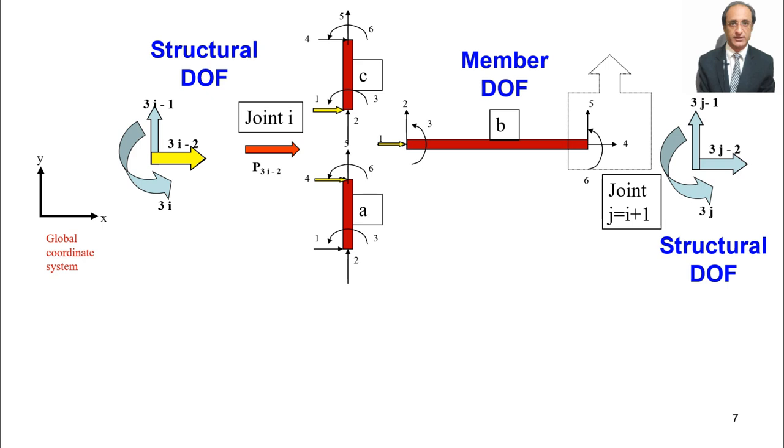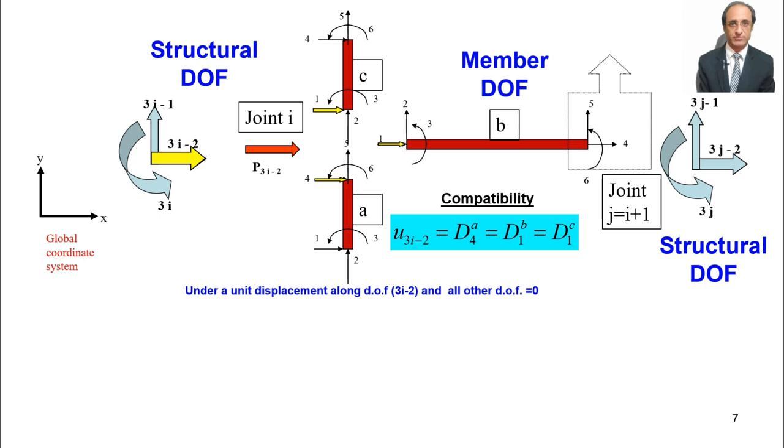So how are they related from the point of view of compatibility? Joint is a rigid joint. So when there is a displacement acting at the joint, what will happen? We know that the joint is rigid. So all the members, they will undergo the same amount of displacement at that particular joint in terms of both the translation and the rotation.